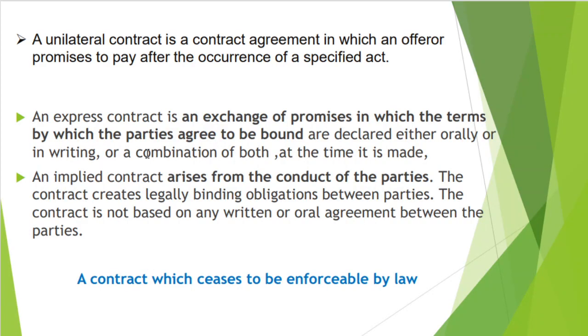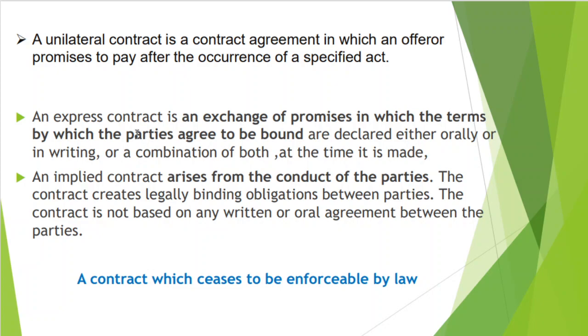We can see the options. First one, unilateral contract. Unilateral means uni means one. So a unilateral contract is a contract agreement in which an offerer promises to pay after the occurrence of a specified act. That is why it is called a one-sided contract.